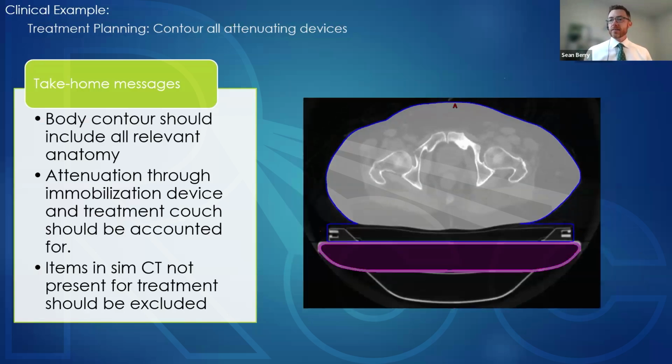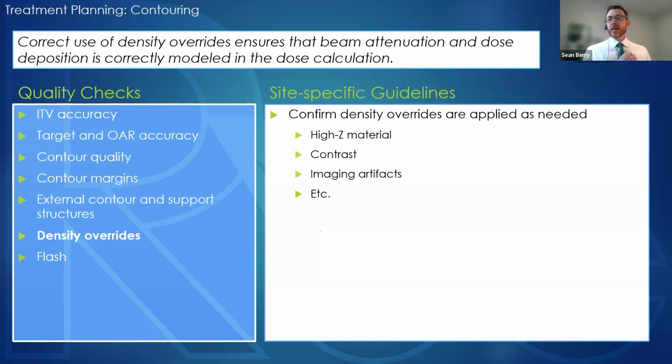But you can then, in some planning systems, go back and add a model for the CT couch that you're using, so that when you have a beam traversing this way, you would not only be counting the attenuation through the patient, you would incorporate the attenuation through the immobilization device, as well as the attenuation through the couch that they're laying on. And again, high Z structures are coming up.